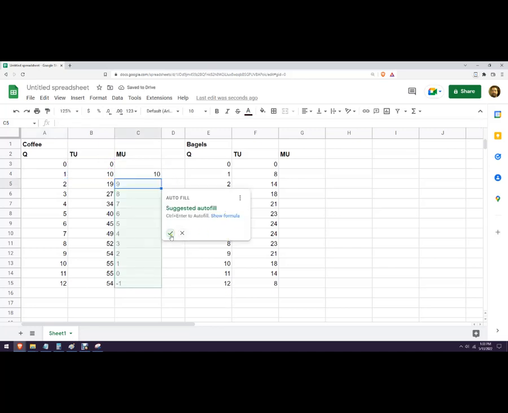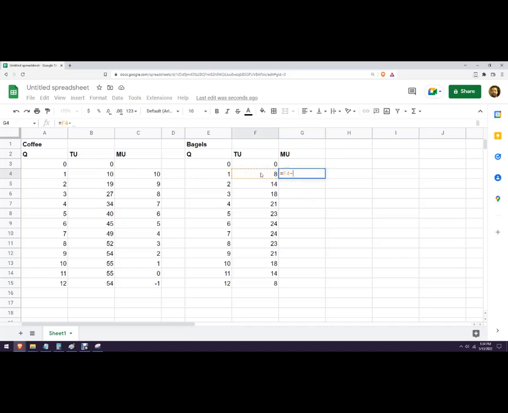And Google Sheets is going to say, hey, I see what you're doing, and so it did it for us, okay? We can do the same thing over here, although this time I'm going to just take a shortcut. It's just this minus this. And sure, we'll let you autofill. Okay, so we want to find a combination where they equal each other.